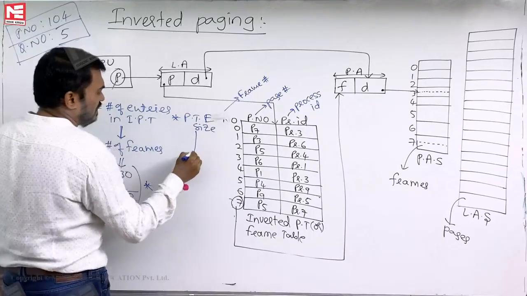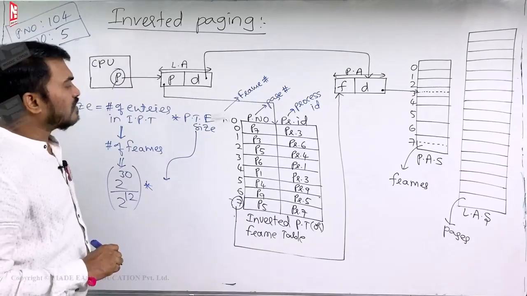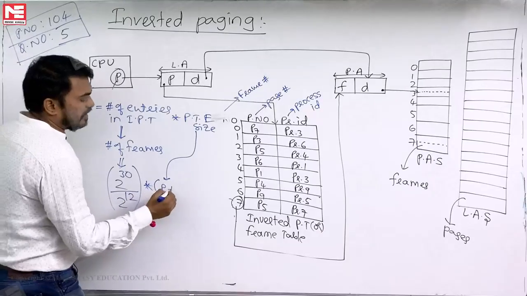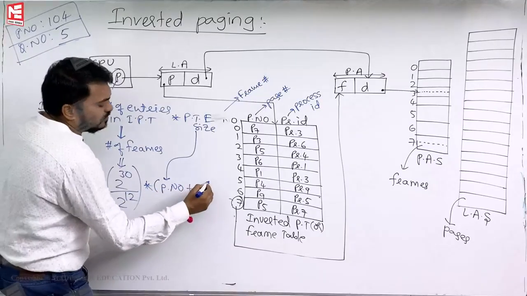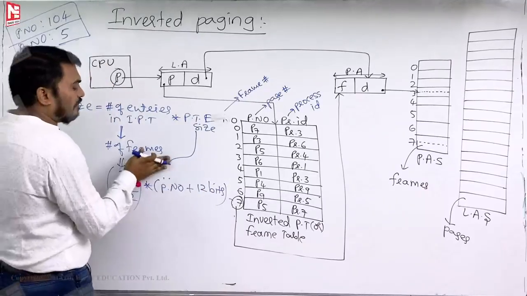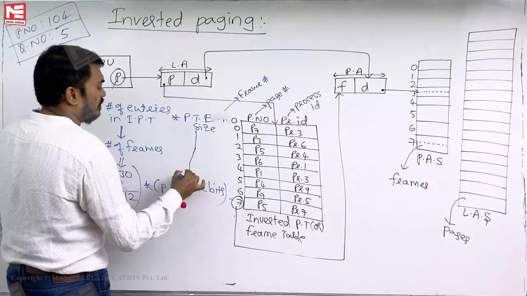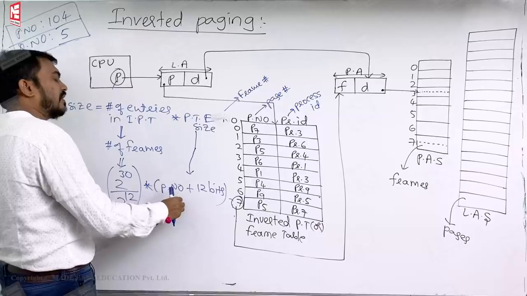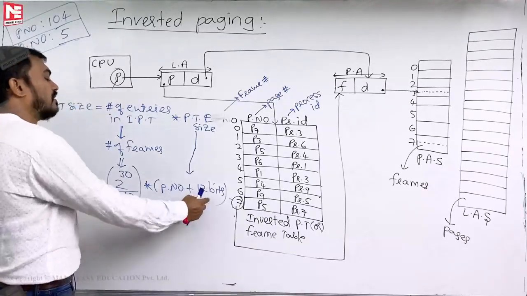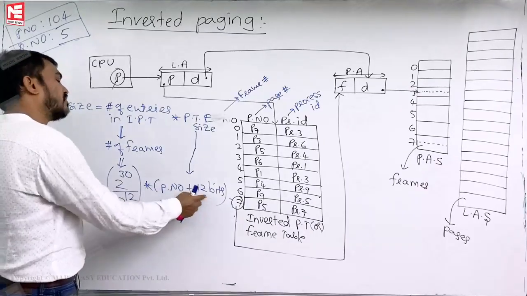पेज टेबल एंट्री साइज आपको नहीं दिया. क्या बोल रहा है क्वेश्चन में? ओके पेज टेबल एंट्री कंटेन्स पेज नंबर प्लस 12 ओवरहेड बिट्स. ये आपको बताया. नाउ अंडरस्टैंड हियर. Okay, page table entry contains what? Page table entry contains page number plus 12 overhead bits. Understand here. So page number plus 12 overhead bits.